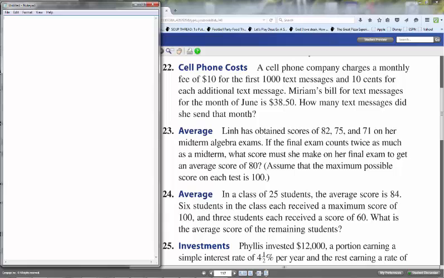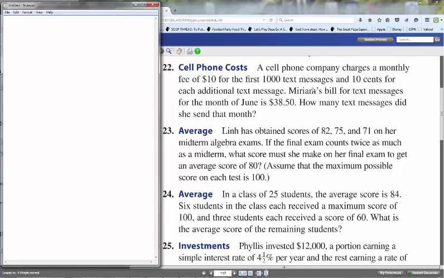Well, if you think about this problem, we have our bill broken up into two parts. We have a $10 we're going to pay any way we do, any way her bill comes out.